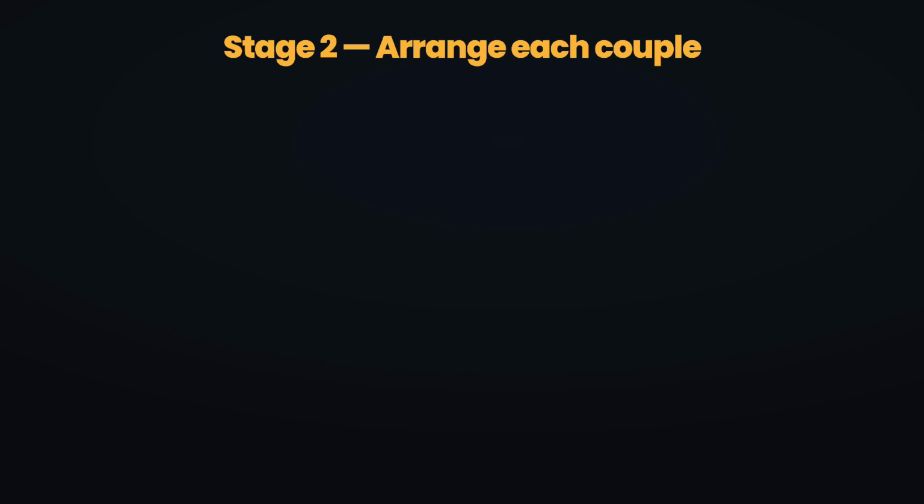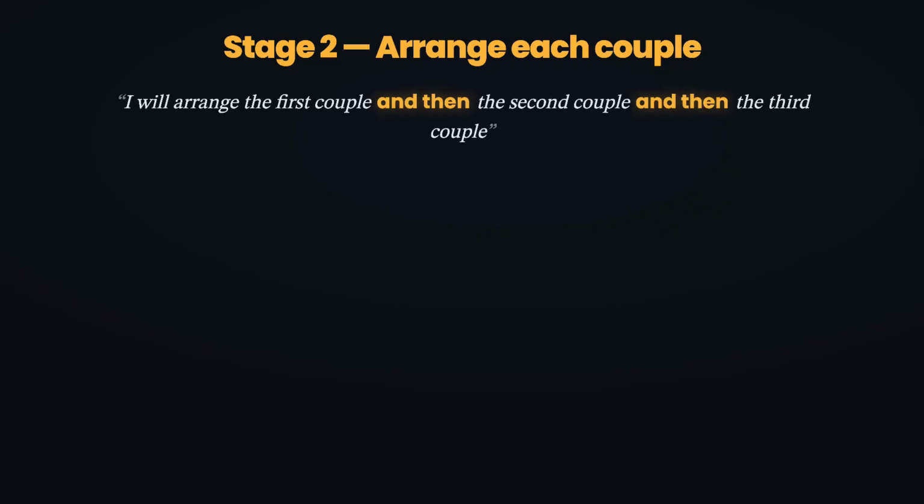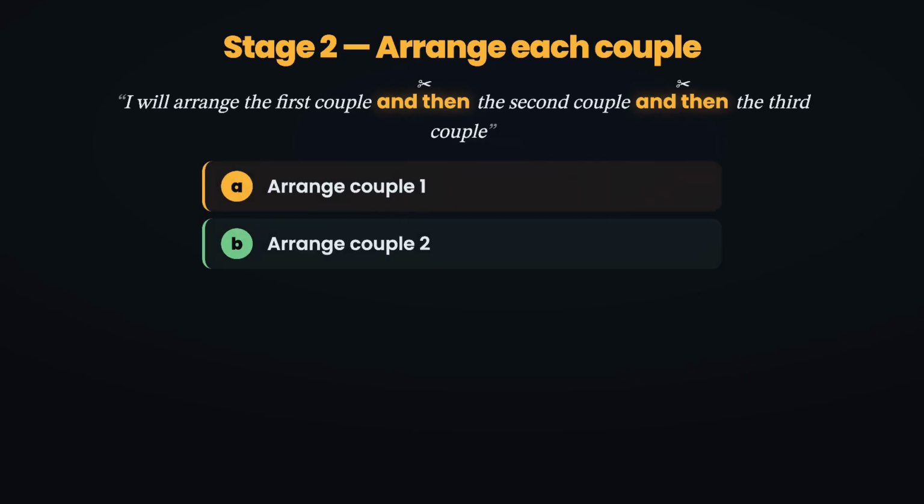We need to arrange each couple. I don't really know how to do 3 couples at once, so I'll write a sentence. I'll arrange the first couple, and then the second couple, and then the third couple. We can clearly see now that there are 3 mini stages inside. Stage A, arrange couple 1, stage B, arrange couple 2, and stage C, arrange couple 3.